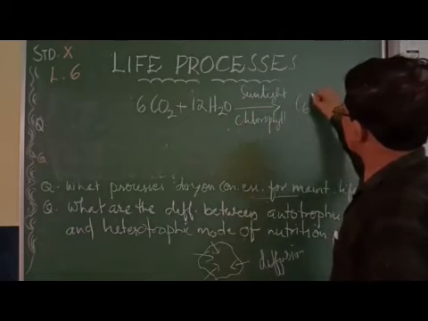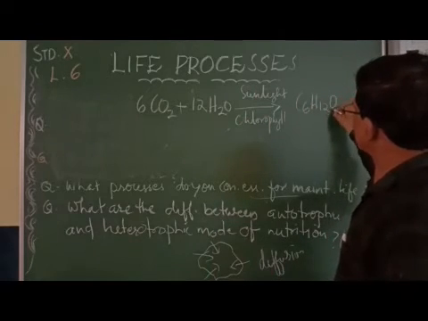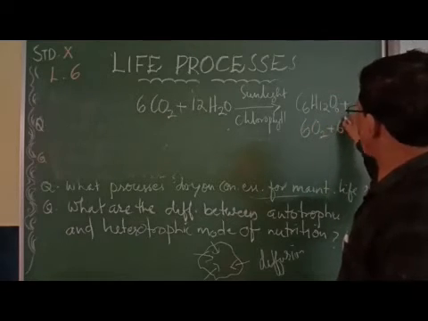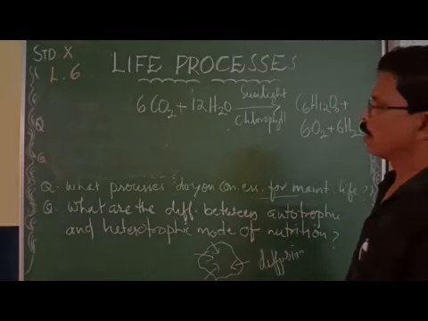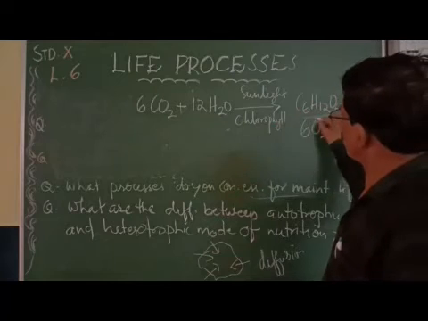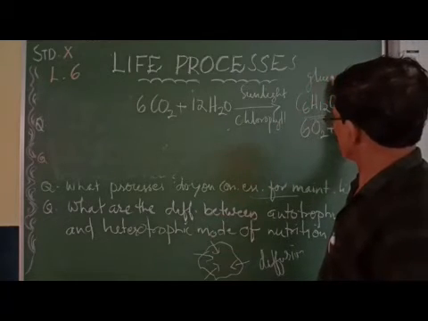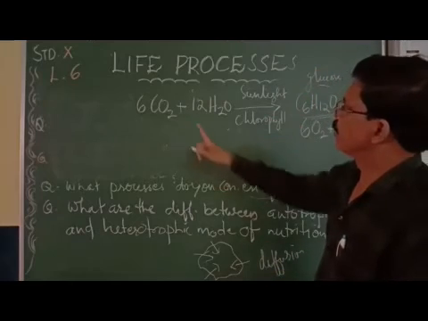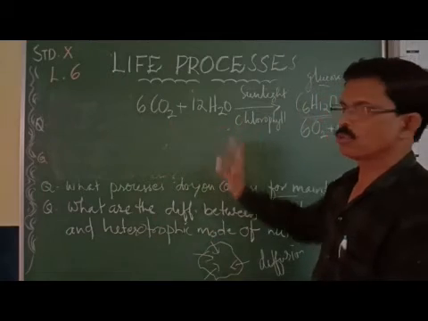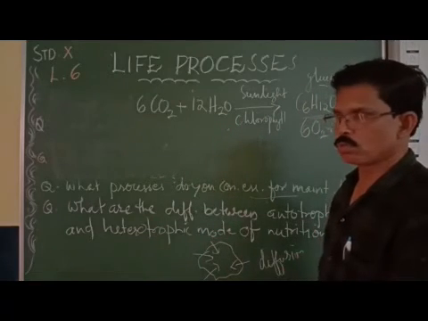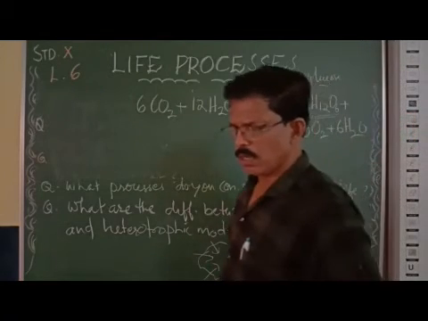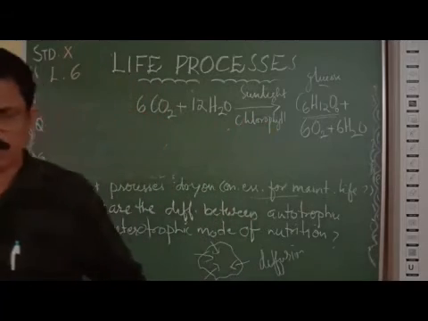That is C6H12O6 plus 6 oxygen plus 6 water. This is the complete equation for photosynthesis. So you can see, for forming 1 molecule of glucose, we need 6 molecules of carbon dioxide plus 12 molecules of water. And glucose, of course, is an unstable compound, a reducing sugar. It cannot remain as such for a long time.